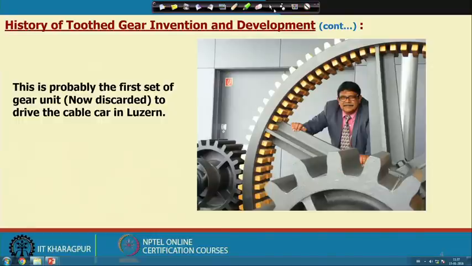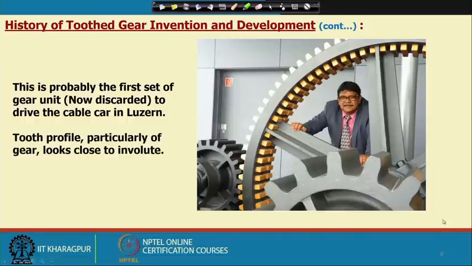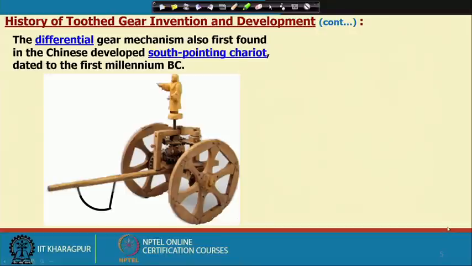Next, the tooth profile of this gear looks close to involute, and this is, as already told, a cast and milled gear.